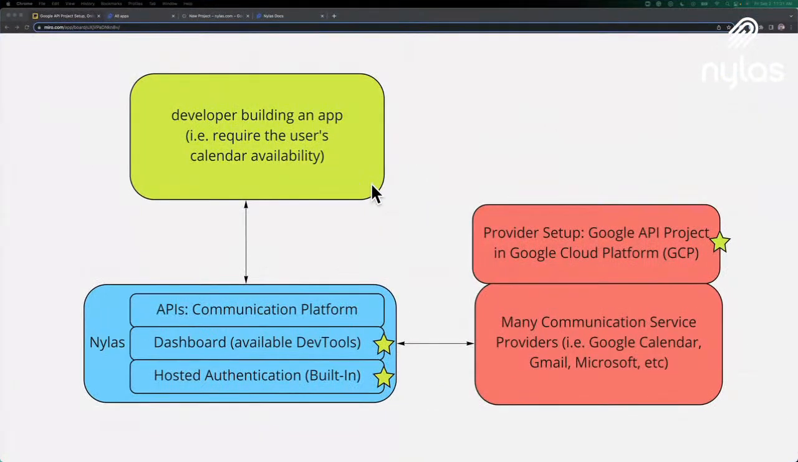In the top left, we have the developer, so yourself, building an application. The example we're going to use is the developer is building out a feature that requires the user's calendar availability. Let's walk through the flow of building this feature. And we're going to use the Nylas platform.